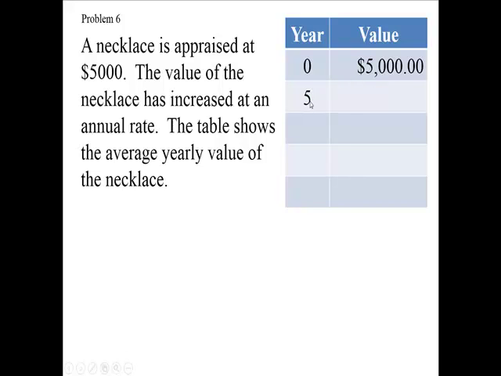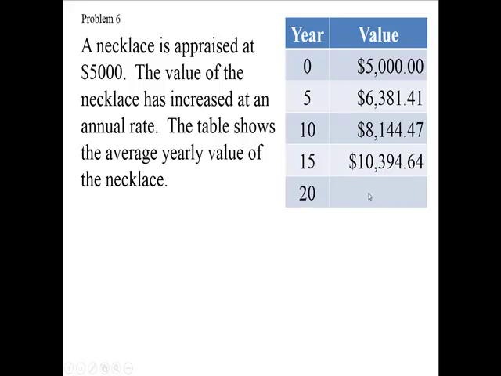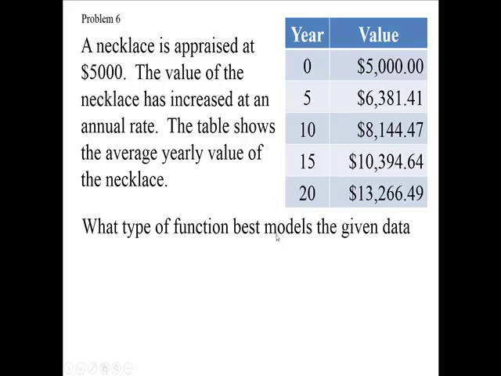After 5 years, this is the value, over $6,000. At 10 years, it went up to 8,000. At 15, it went up to 10,000. At 20 years, it went up to 13,000. So it looks like after 20 years, it went up about 8,000 or 9,000. Now, what type of function best models the given data?